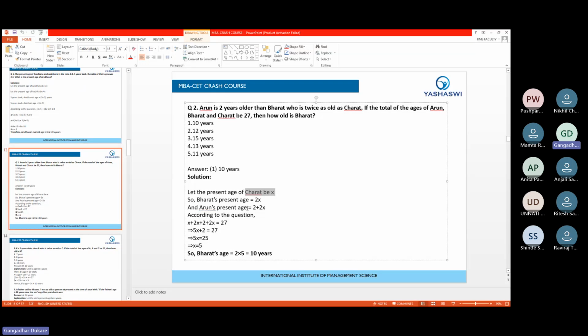According to the equation, we need to add the ages of all three, Arun, Bharat and Charat, and the total is 27. So x plus 2x plus 2 plus 2x equals 27. The value of x comes out, that is 2 into 5.